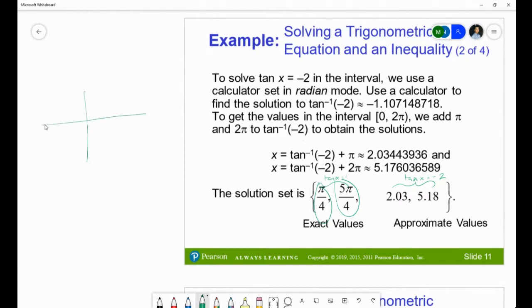All right. So the solution when you type it in your calculator is going to give you a value that's in quadrant 4, and it's actually negative because it's a negative rotation. So we have to put it in quadrant 2 and quadrant 4, but not with the negative rotation. So what they did is they add pi to go from here to here. That gives you the first answer. And then they add 2 pi to get to this answer, if that makes sense.